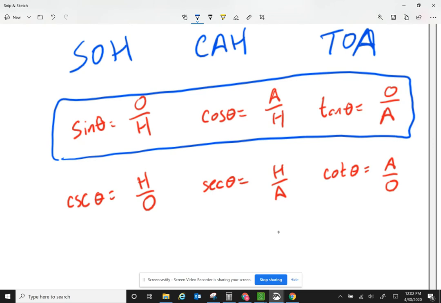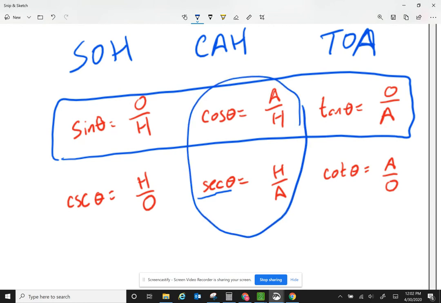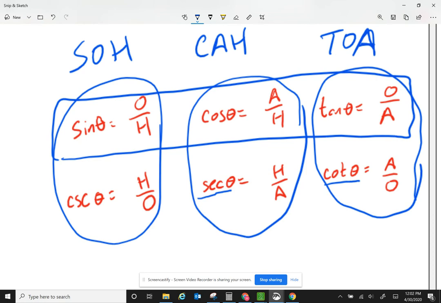And then remember I said secant looks like cosine backwards. Oh, so I know secant goes with cosine. And I also talked about cotangent looks like tangent backwards. Oh, cotangent and tangent go together. Now sine and cosecant, they don't look alike, but they are reciprocals of each other. This little hint is going to help you guys later on in Math Analysis, Algebra 2. So remember SOHCAHTOA: sine opposite over hypotenuse, cosine adjacent over hypotenuse, tangent is opposite over adjacent.